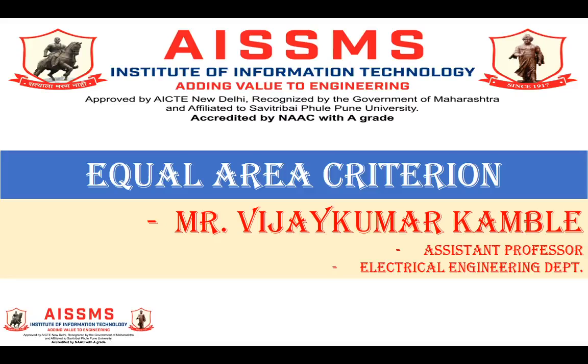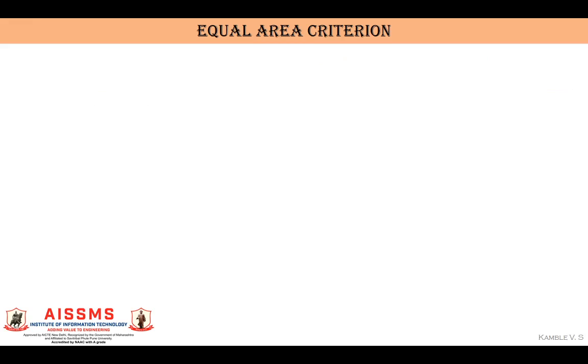Today we are going to see the topic equal area criteria in case of stability of the power system. So what is stability? Stability is the ability of the system to regain its original state or stable operating state when subjected to disturbance or changes taking place in the input or output of the system.